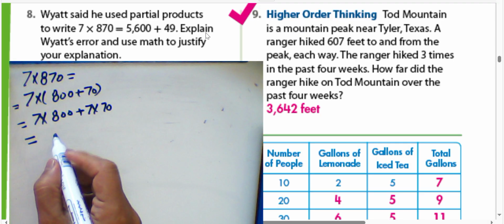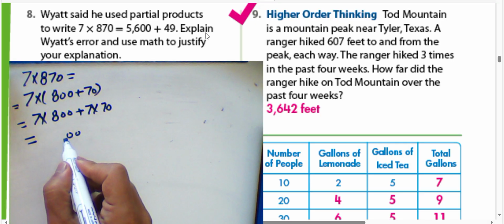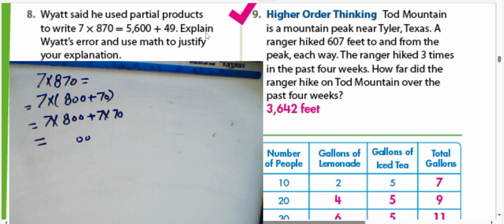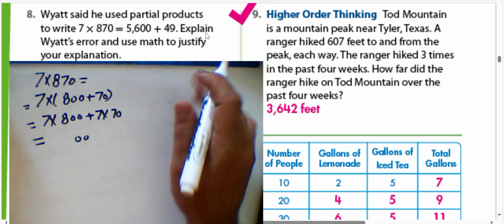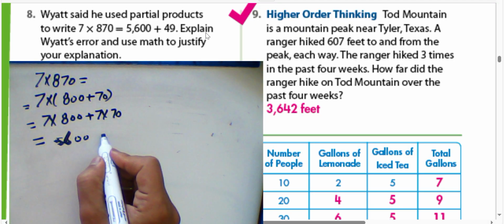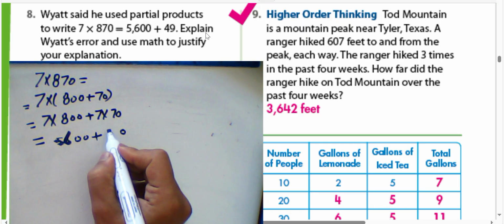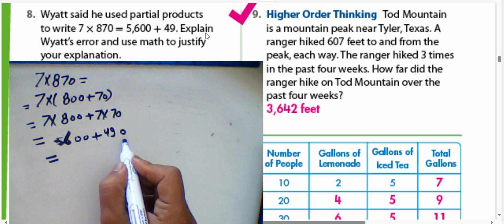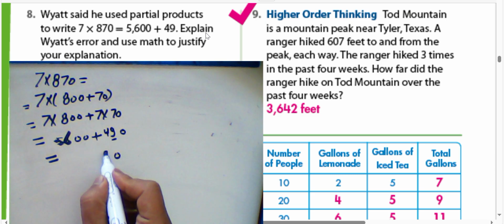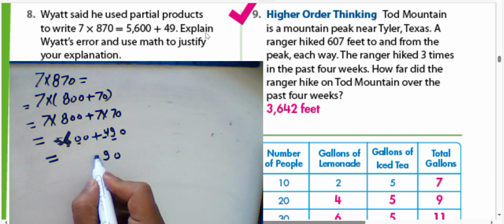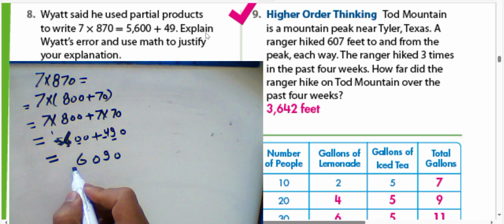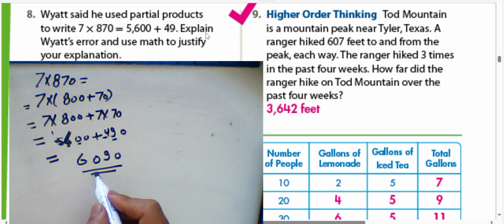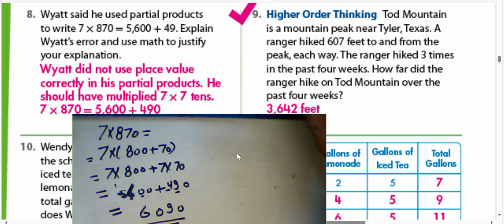7 times 800, write double 0, and 7 times 8 equals 56. Then 7 times 70, write 0, and 7 times 7 is 49. So you can add together. 0 plus 0 equals 0, 9 plus 0 equals 9, and 4 plus 6 is 10, write 0 and carry 1, 5 plus 1 is 6. Then the result will be 6090. The solution is not correct.